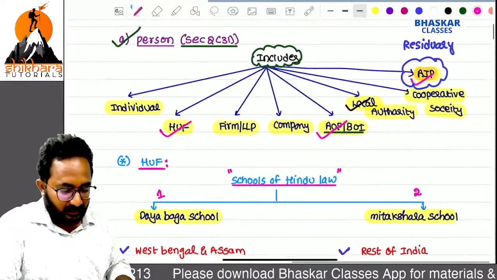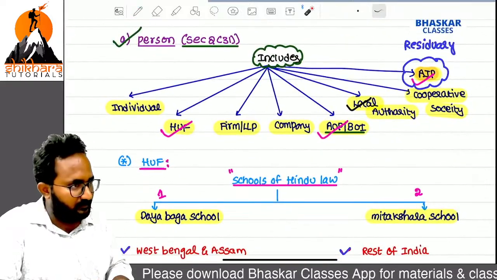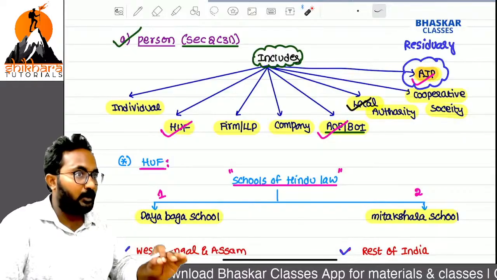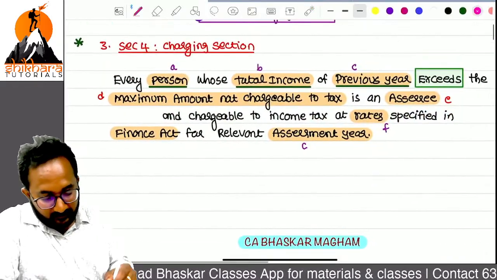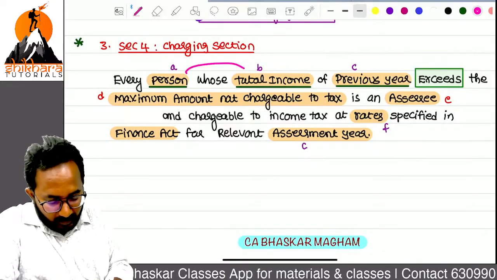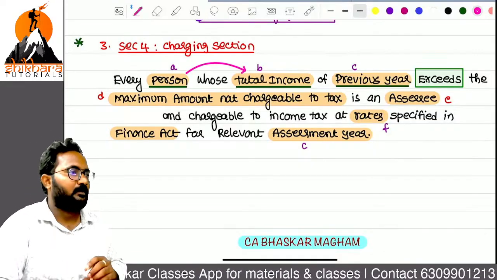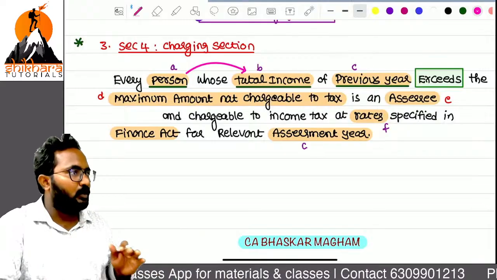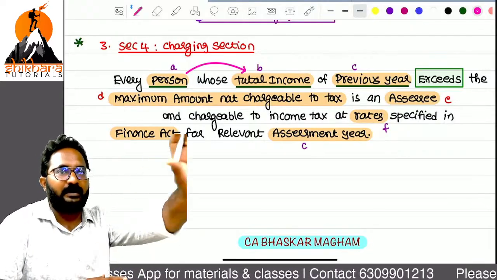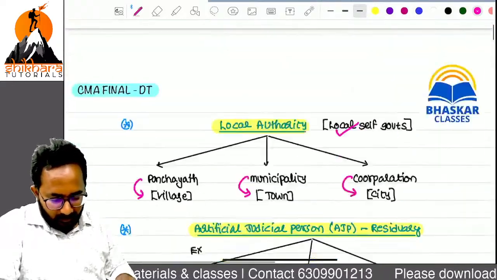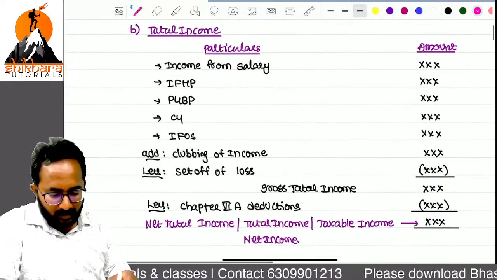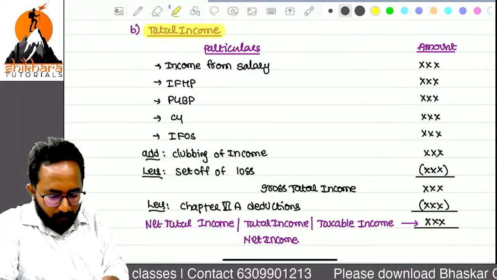That means if you fall in the person definition, maybe you are required to pay the tax. So that's why every person is over. Next, that person's total income we have to check. How to calculate total income? You know already, in intermediate level itself. The second definition we have to know is about the total income.